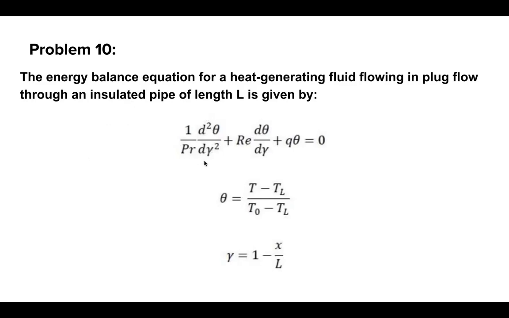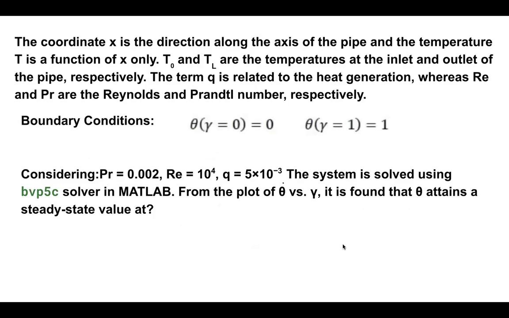It's a second order ODE. You know what theta and gamma are; this will come to that later. The coordinate x is the direction along the axis of the pipe, and temperature T is only a function of x, so it's a single ODE. T0 and TL are the temperatures of the inlet and outlet of the pipe respectively. The term Q is related to the heat generation, where RE is the Reynolds number and PR is the Prandtl number.